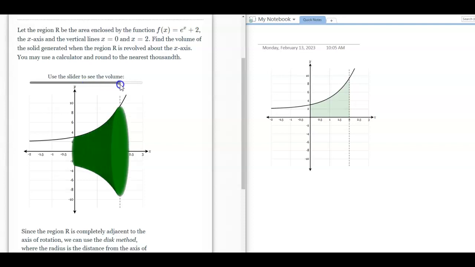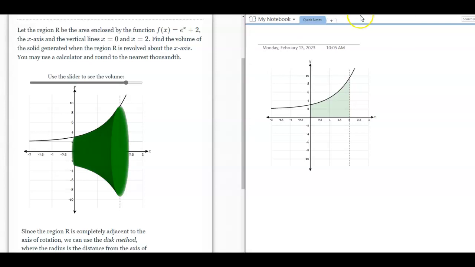Our solid looks like this, and as you learned yesterday, we are simply adding up an infinite number of circles, and that's going to help us calculate this volume. So from 0 to 2, we are adding up an infinite number of circles, cross-sections, that will turn into our volume. All right, so I'm going to go ahead and show my work over here.